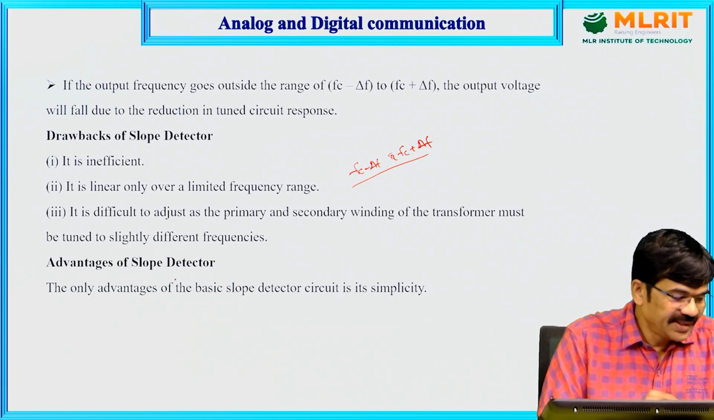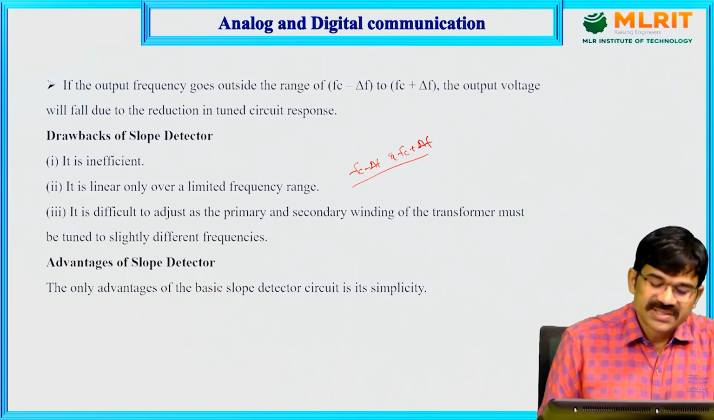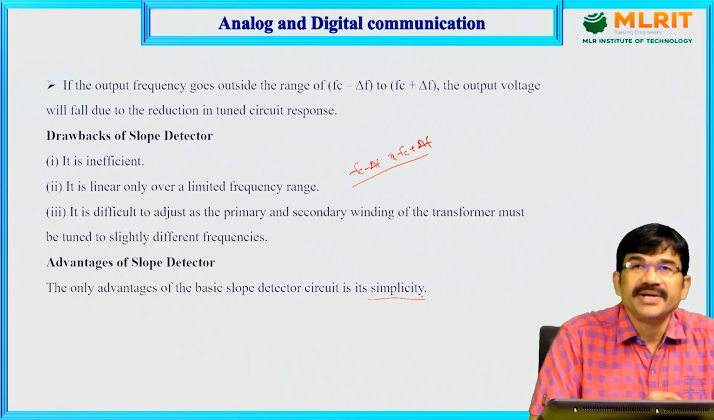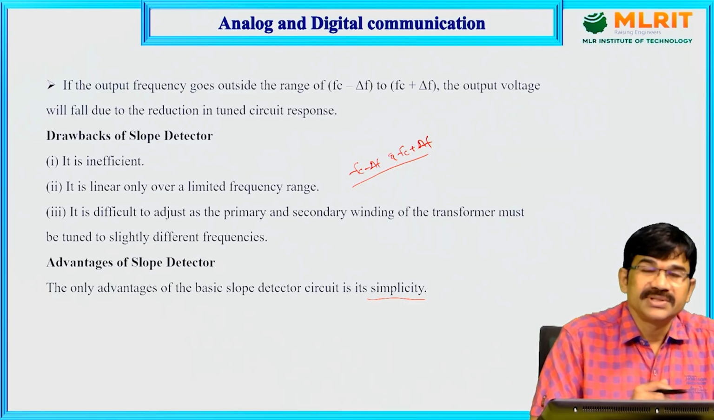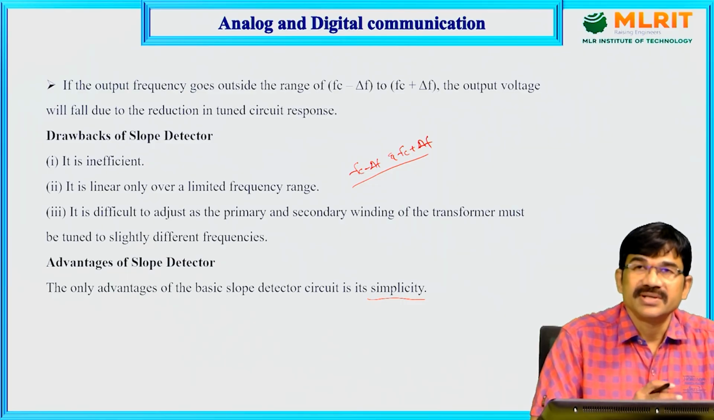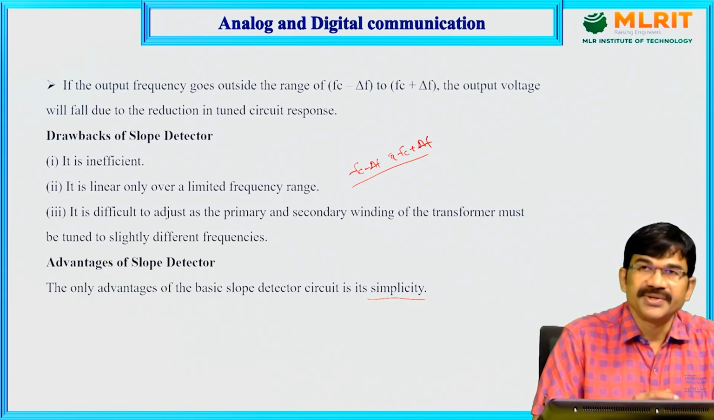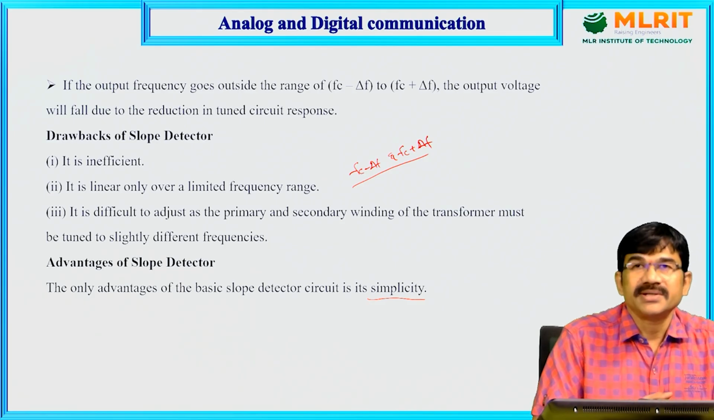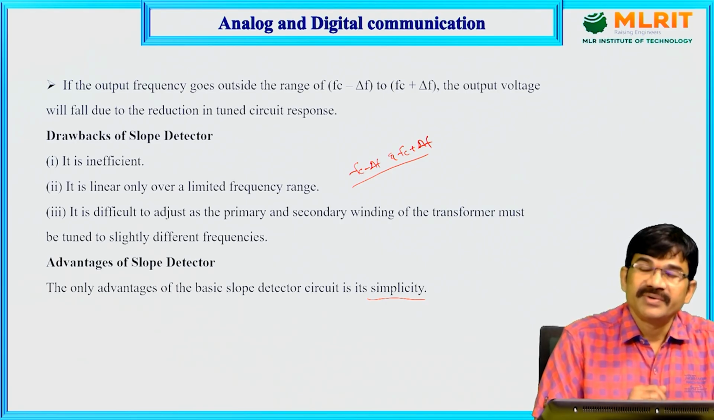The advantage of the slope detector is that it is simple; we can easily design it. This is the advantage and the remaining are disadvantages. Other methods for demodulating the FM signal are the Foster-Seeley discriminator and the ratio detector. According to our syllabus, we are concentrating only on the slope detector. The other detectors also work faithfully and extract the original information signal from the received signal. This is about the FM demodulator.